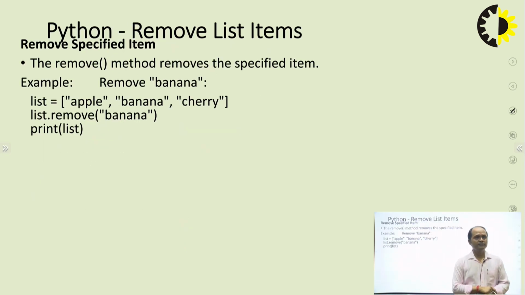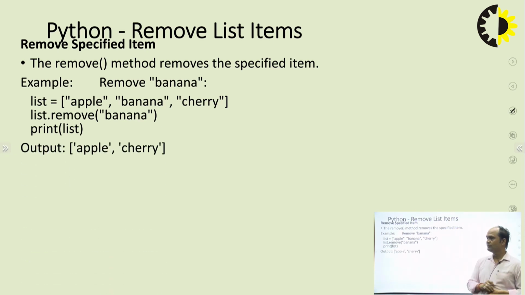And another function that we will use in a list is called the remove function. What is the specific purpose of the remove function? The remove function removes a specific data item in a particular list. Suppose we have a list: apple, banana and cherry, and we want to remove the banana. Then we use list dot remove banana and print the list.